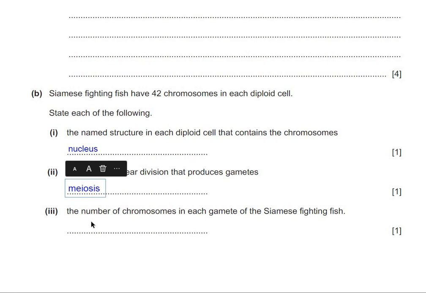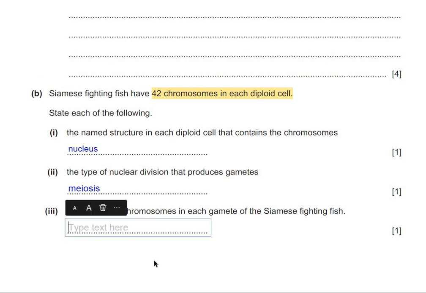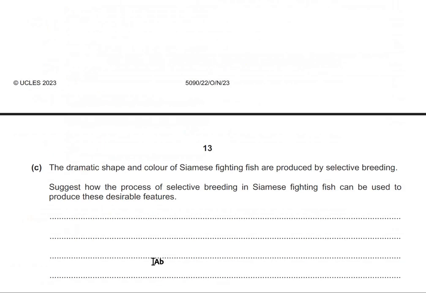Then the number of chromosomes in each gamete of the Siamese fighting fish. So Siamese fighting fish have 42 chromosomes in each diploid cell. This is a very important line you should notice and highlight: they have 42 chromosomes in each diploid cell, meaning the diploid cell has 42 chromosomes. So the gametes are the haploid cells. So the gametes will have a single set of chromosomes, right? So 42 divided by 2 makes 21. So the gametes will have how many chromosomes? They will have 21. All right. So I hope this was clear.